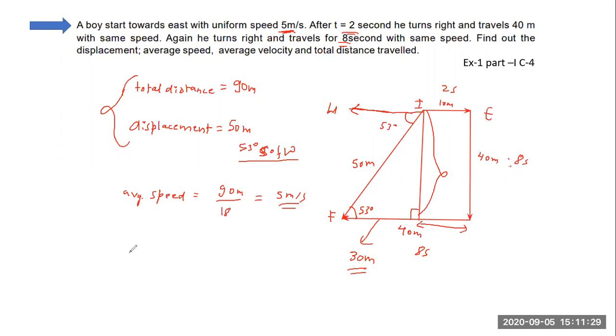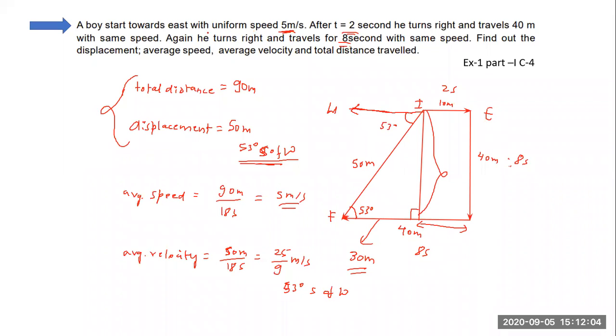Now coming to the average velocity, which will be equal to what? Displacement by time. So it will be equal to 50 meter divided by, again the time is same, which is 18 seconds. So this gives you 25 by 9 meter per second, and we need to mention the direction, which will be the same as that of the displacement, right? So that will be what? 53 degree south of west. All right. Okay, so moving on to the next question.